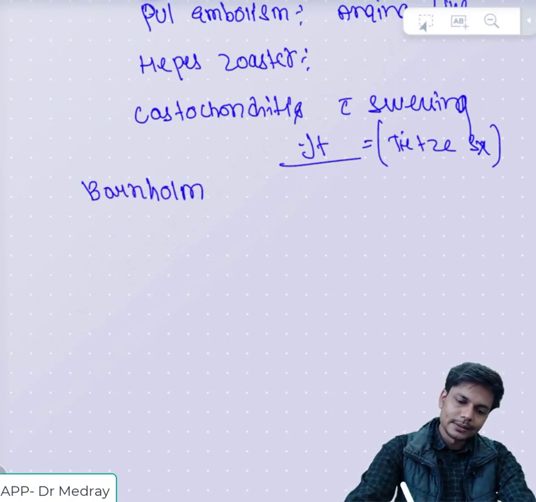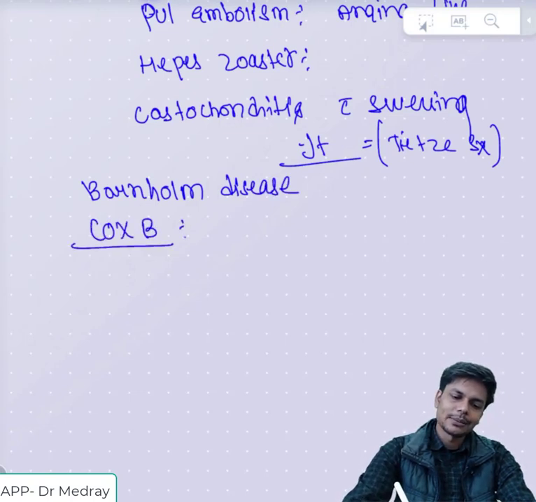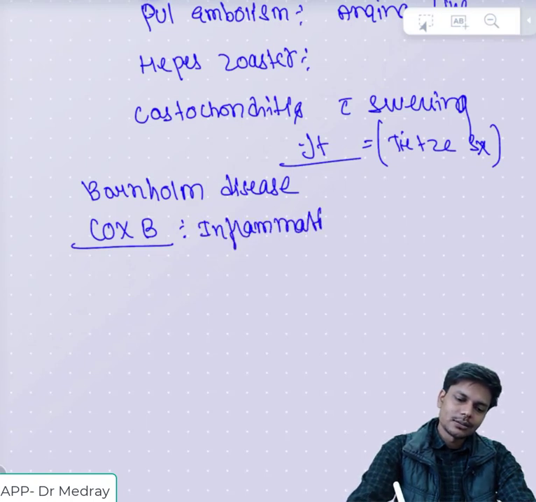Bornholm disease. It is because of Coxsackie B virus infection. There is inflammation of the intercostal muscle.